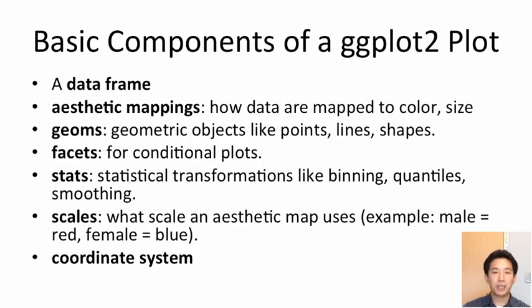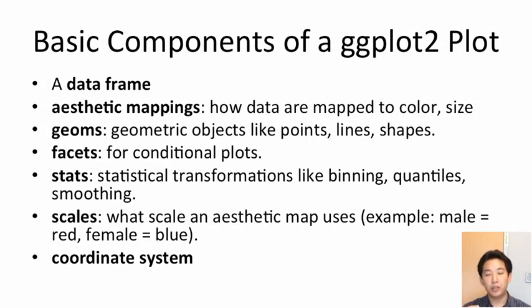So some of the basic components of a ggplot graphic are, first, you need data. Of course, the data is the most important thing. That's what you're going to put onto the page. So you need to have a data frame that has all the data that you're going to plot in it. You need something that's called an aesthetic mapping. These describe how the data are mapped to things like colors and sizes and points. Geoms are specific objects that you're going to put onto the page, like points or lines or tiles or shapes or whatever you have.